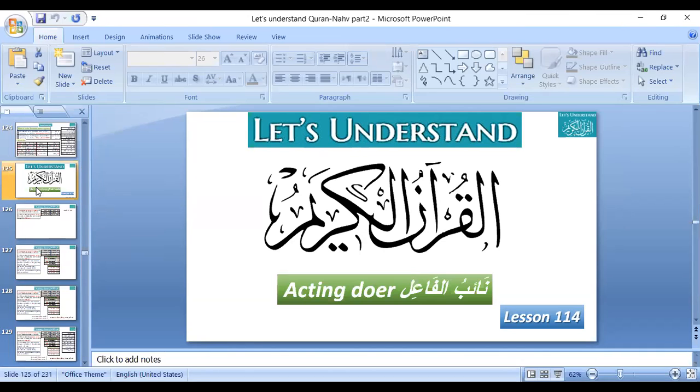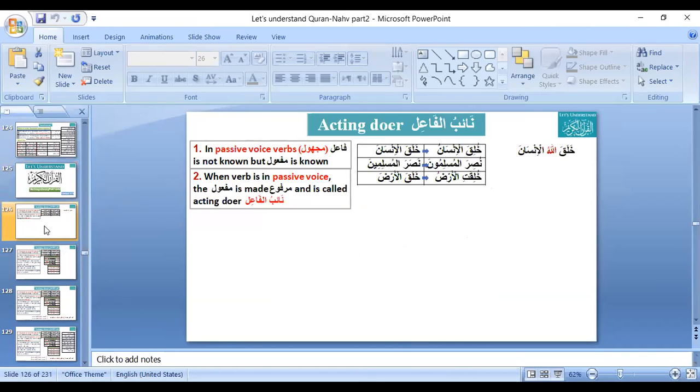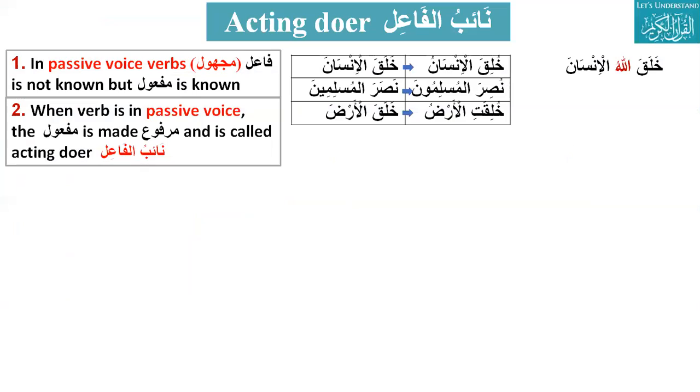So today we are going to start our new lesson here, that is about naibul fa'il, acting doer. Acting doer is basically, first we have to see the active voice, like up till now we were discussing the active voice, like khalaqa, he created, khalaqal insana, he created human being. So these were the active voice. So today we are going to discuss the passive voice verbs, and in Arabic we say that is majhul.